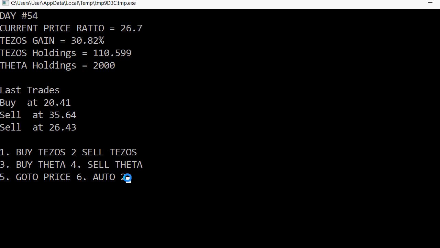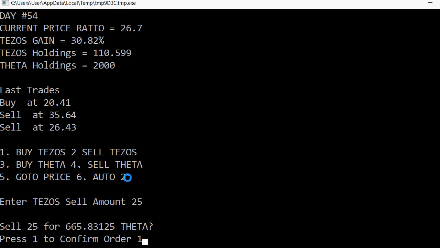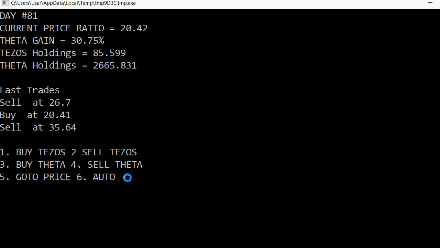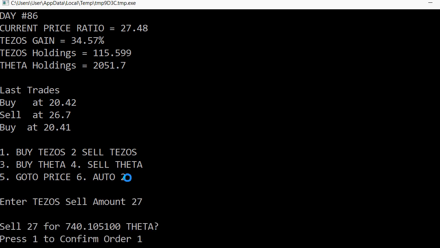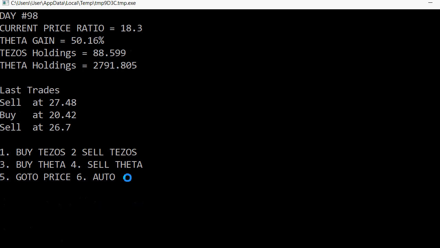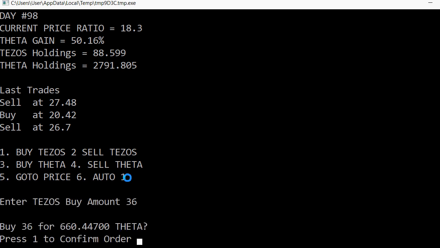Tezos, 30% gain, so I got 110 of them. I'll go ahead and maybe sell 25 and just do this relatively fast. Then the 25, let's buy 30 of them back this way. Tezos gain of 34%, so it's going to be sell 27 this time. And now Theta gains 50%, so maybe buy 36 or something around there.